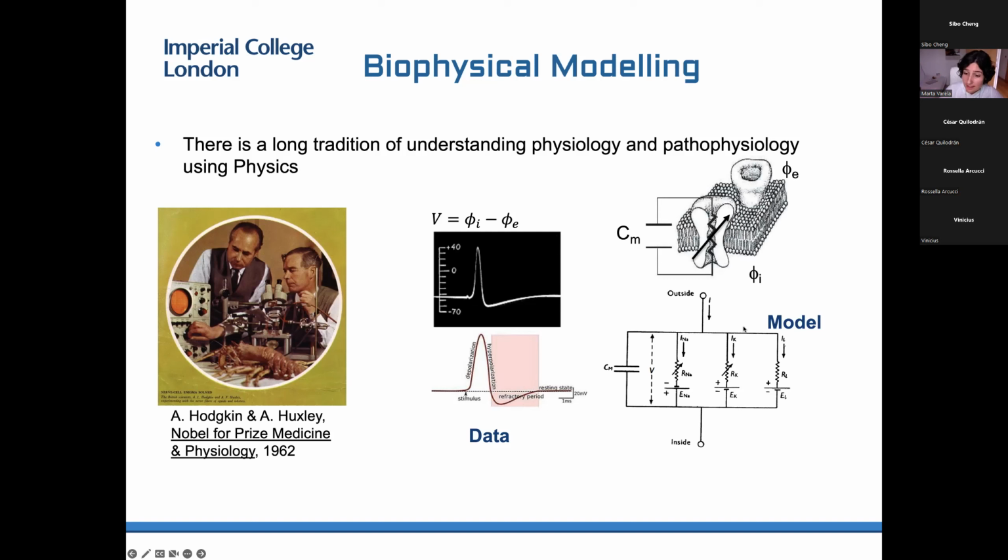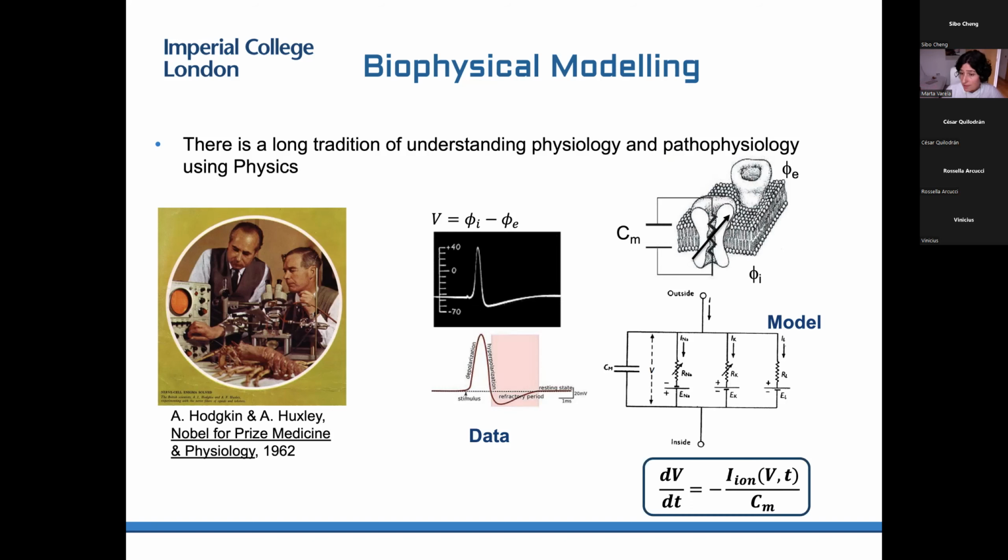So if you like electrical circuits, this is the electrical circuit version of their model. The phospholipid membrane of the cell is modeled as a capacitor, and then the protein spanning the membrane that selectively let ions in and out, they'll work as variable resistors and coupled with generators.